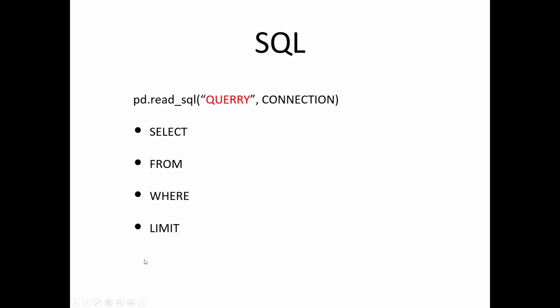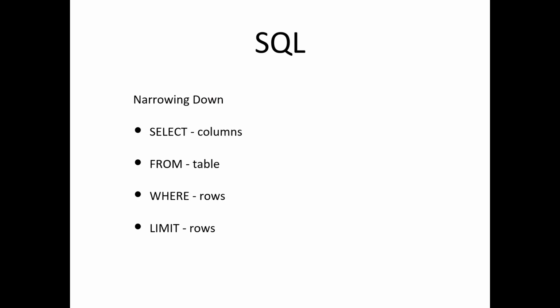And finally, the LIMIT option is going to take another parameter, a number, and that's just going to say only give me that many rows. LIMIT 3 is going to give me 3 rows, LIMIT 10 is going to give me 10 rows, so I'm not overwhelmed with data if I just want to take a look at things. Okay, so these are the narrowing down: SELECT chooses columns, FROM chooses the table, WHERE and LIMIT narrow down the rows.